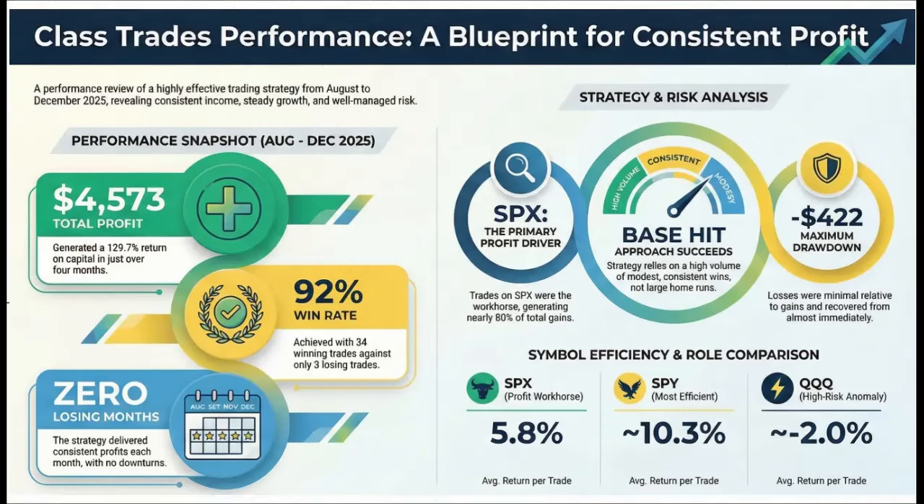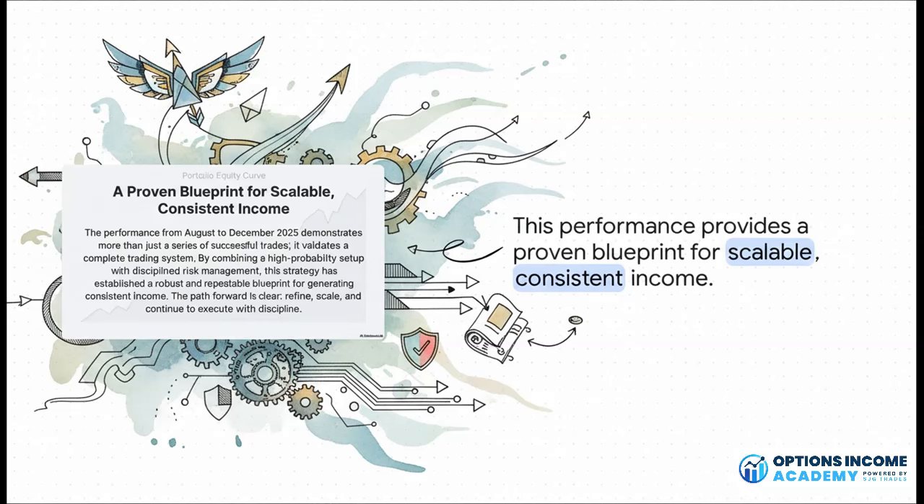So, what's the big takeaway here? The 2025 performance of the flyagonal strategy isn't just a bunch of impressive stats on a page. It's a blueprint. It is a proven, repeatable blueprint for building a scalable and consistent income stream. It really shows what's possible when you combine a powerful strategy with disciplined execution. The only question left is, are you ready to start building?